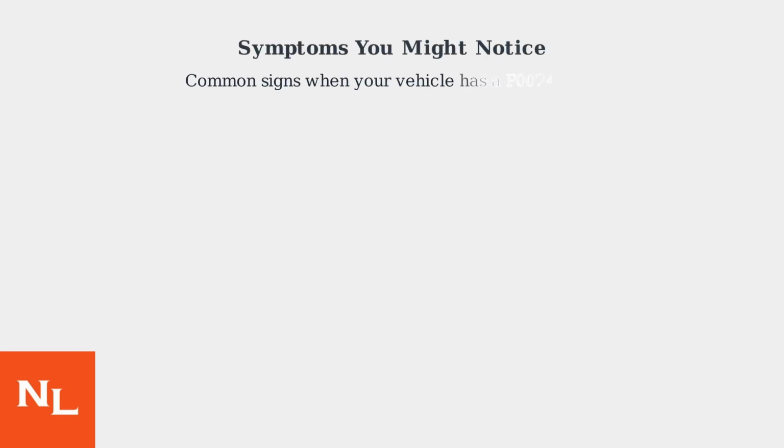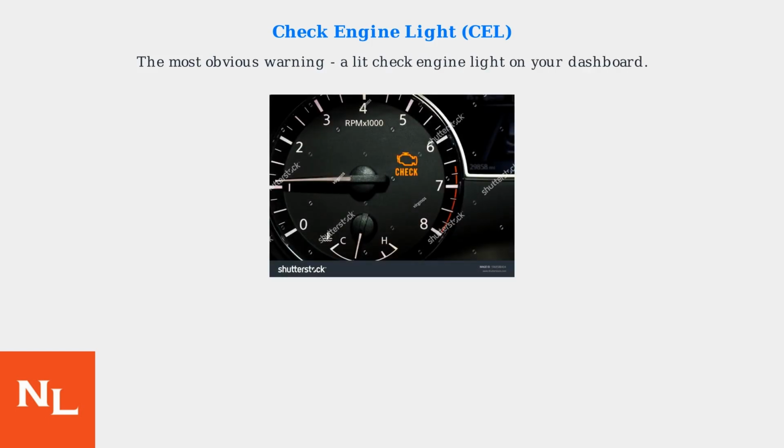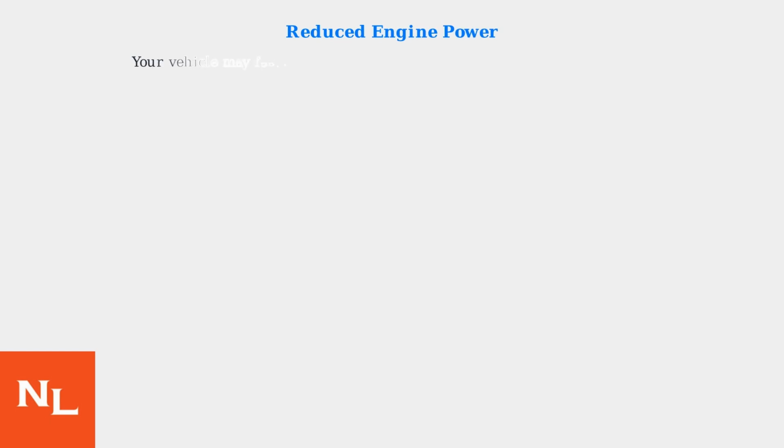If your vehicle has a P0024 code, several symptoms may appear. Let's examine the most common ones you'll notice while driving. The check engine light, or CEL, is usually the first indication of a problem. It illuminates on your dashboard to alert you that the engine control module has detected a fault. You might notice reduced engine power, making your vehicle feel sluggish during acceleration. This happens because the timing issues prevent optimal valve operation, reducing overall engine performance.